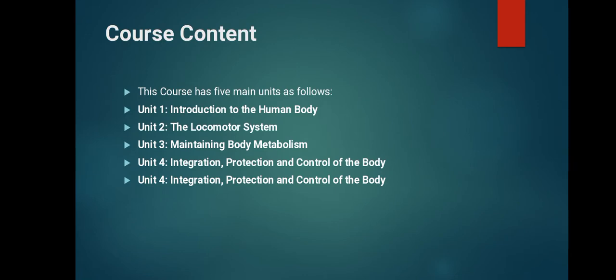So the course content. The course has 5 main units. Sorry, this was a mistake. It's supposed to be 4 main units: Introduction to the human body, the locomotor system, maintaining body metabolism, and unit 4 is integration, protection, and control of the body.